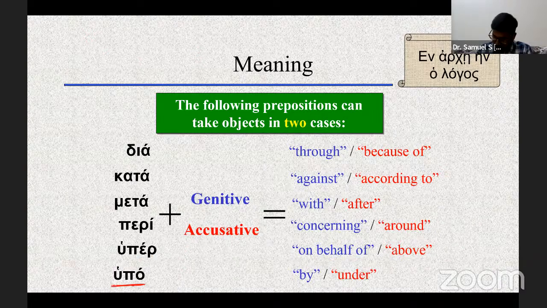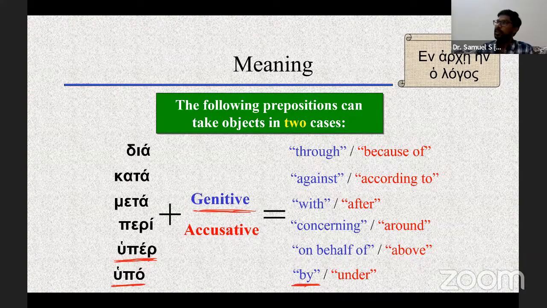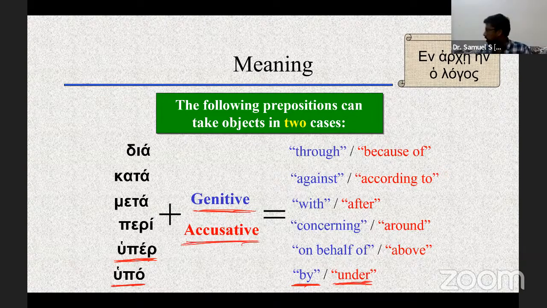Hupo. This was huper, now hupo. Hupo plus the genitive is by. Something is happening by this. Hupo plus the accusative is under. Huper is above, now niche. Think about when you see hupo, see niche.